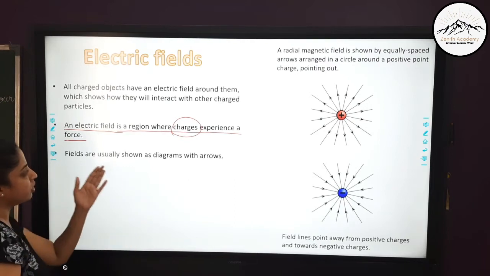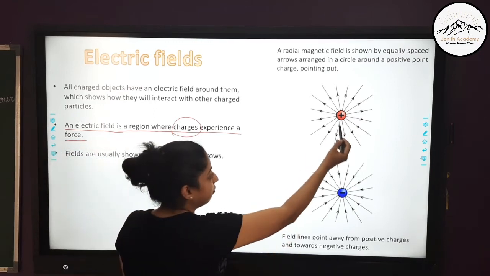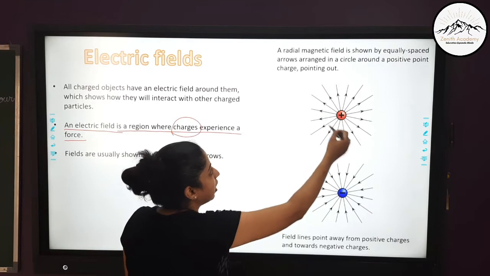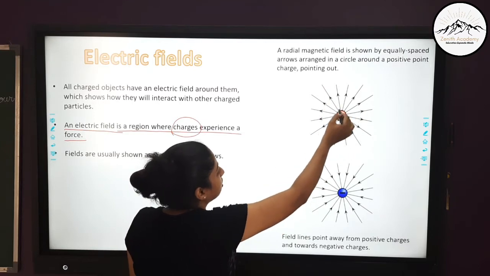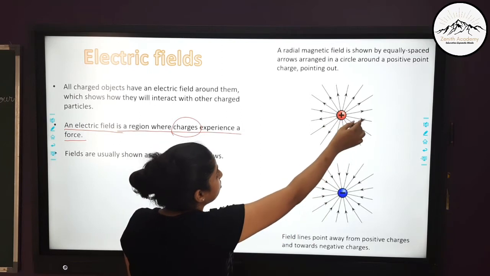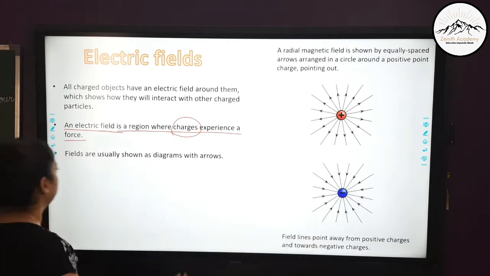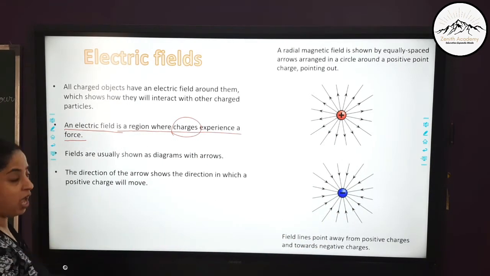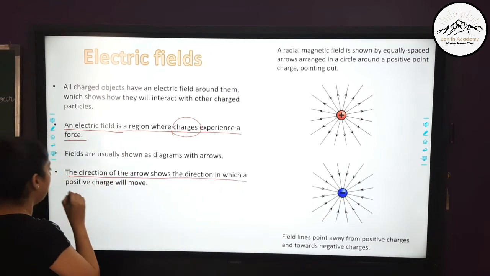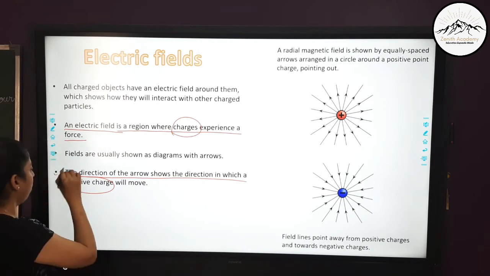Now, fields are usually shown as diagrams with arrows. You can see there is a positive charge and there is a negative charge, and the field is shown with the help of diagrams. These are radial fields, shown by equally spaced arrows arranged in a circle around the positive and negative charges. Now the direction of the arrow shows the direction in which a positive charge will move. This is a very important point.